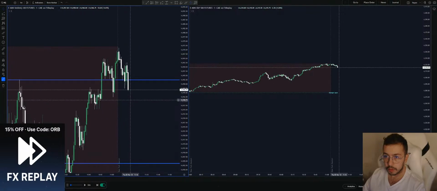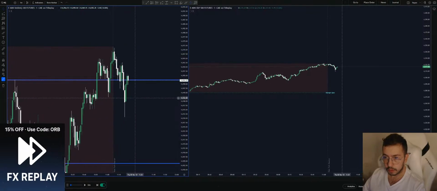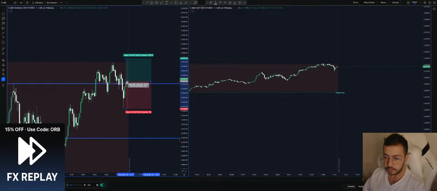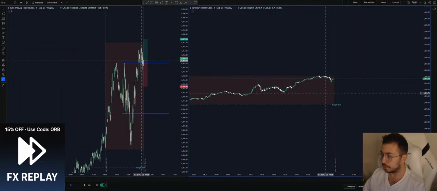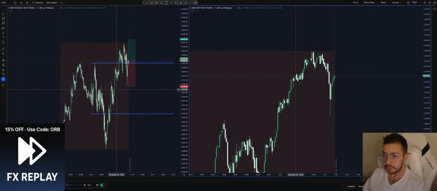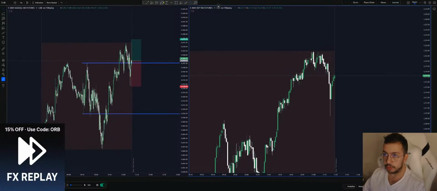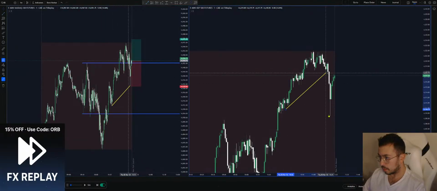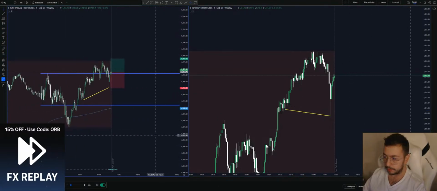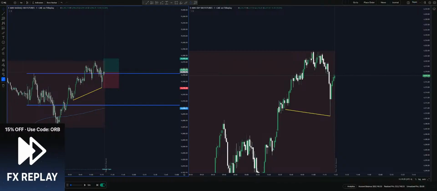Nothing here. Yeah, we do have an entry here. Invert fair value gap. Let's see, do we have an SMT? Yes, we do. That's the SMT. And we are above midnight open and above VWAP.